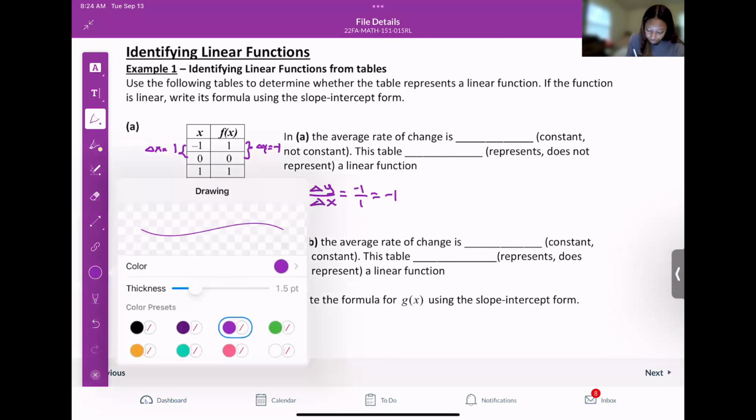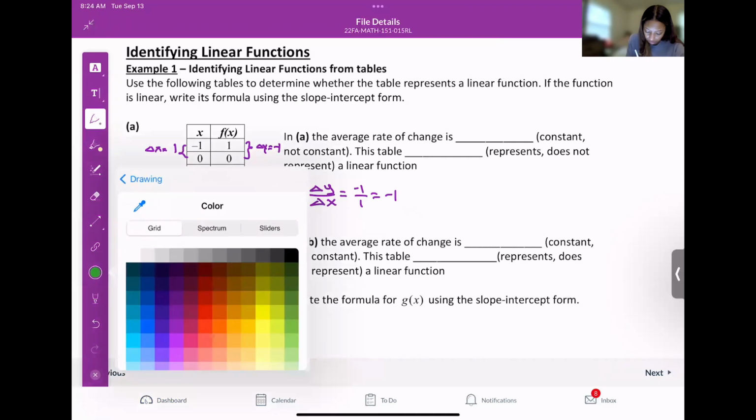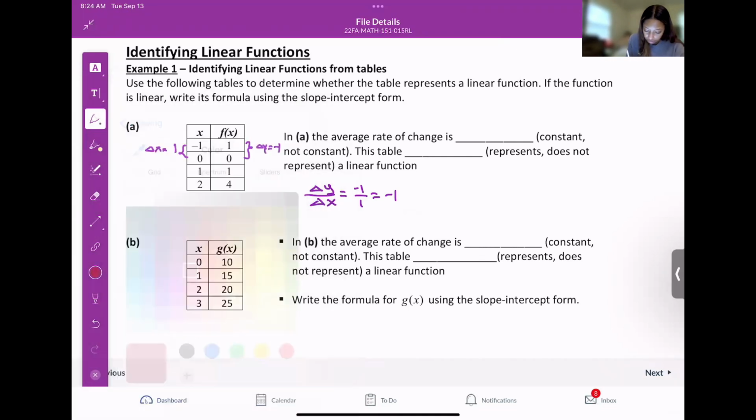Let's check the next 2, and I'll put them in a different color so it's a little easier to see. So for the next 2 points, if we go from 0, 0 to 1, 1, delta x in this case is 1. The x value is going up by 1. Delta y is also 1. So for that one, delta y over delta x is 1 over 1, which is positive 1.